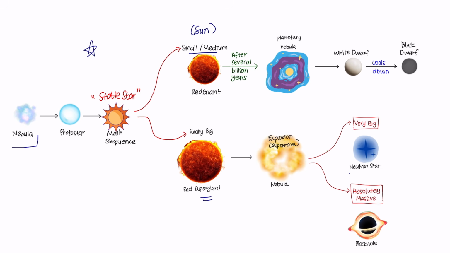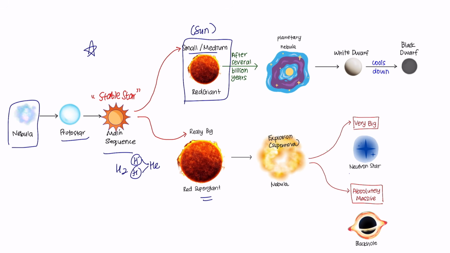So initially you have a cloud of dust and gas pulled together by its gravity to form a protostar. And when the forces are balanced, it's known as the main sequence, which is our star, and it is fueled by hydrogen gas, which will go through nuclear fusion to form helium. If the star is the same size as our Sun, it will turn into a planetary nebula, becoming a white dwarf, and cools down to turn into a black dwarf.